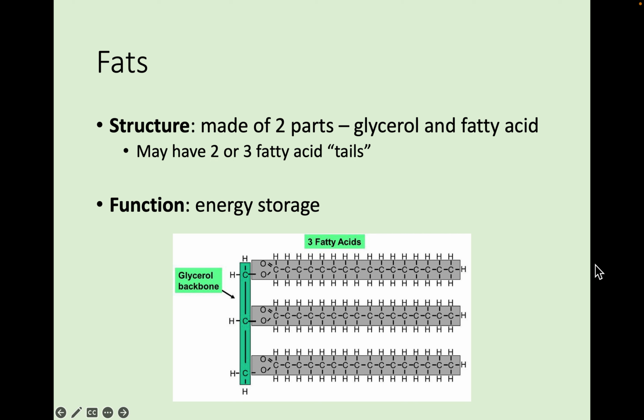The function of a fat is to store energy because you could break off any of these pieces and release energy for the cell to use. We'll see more about that when we do cell respiration at the end of this unit.